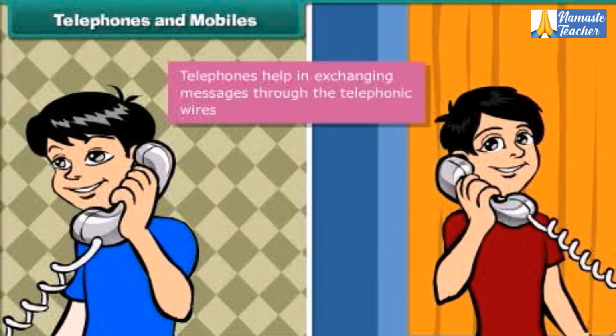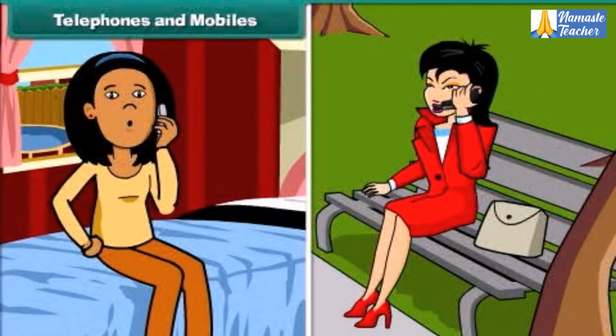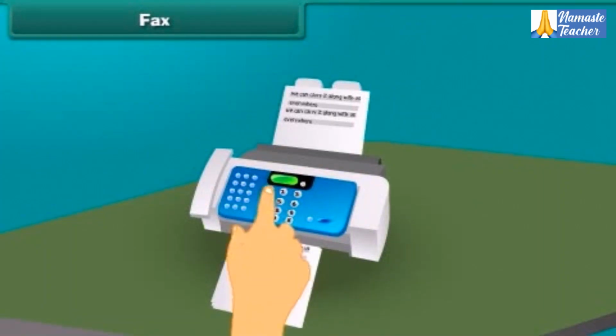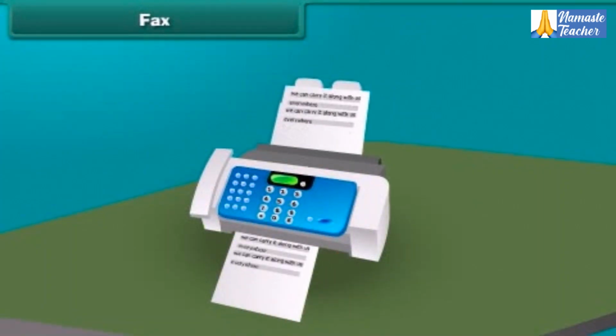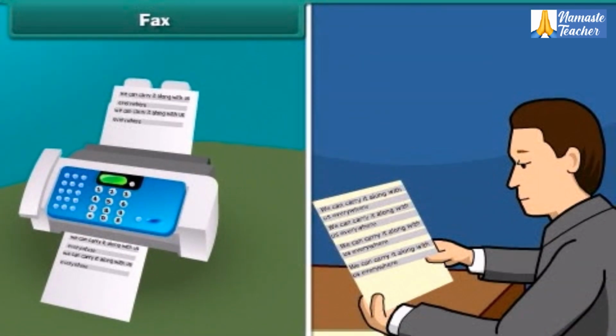We all know that mobile phones have replaced the telephone. A mobile phone can be carried everywhere. It is more useful than a telephone. Fax is a written or typed message sent immediately to a person at a distance from us through fax machine. Fax machine operates using telephone line.